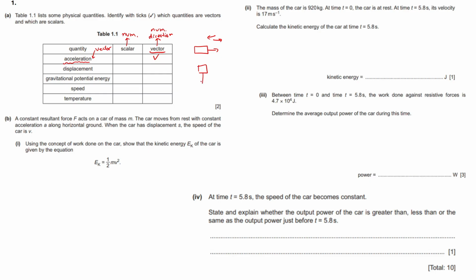An example of a scalar is something that can move a certain distance, or sorry, we're going on to displacement. Okay, so for displacement, you can go up or down, so it's going to be a vector. Gravitational potential energy is going to be a scalar because energy does not have a direction, it is simply just a quantity.